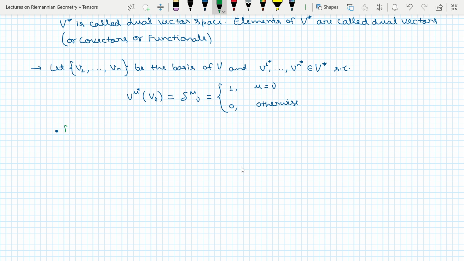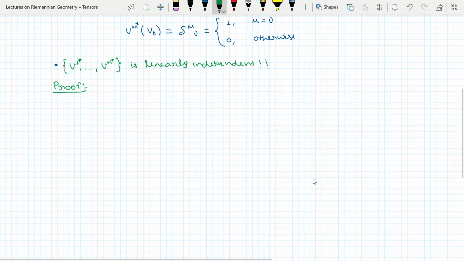The first claim is that this set of elements that I have taken, v1 star up to and so on vn star, this set is linearly independent. So this is the first claim. Let's prove it. It's a very simple proof.